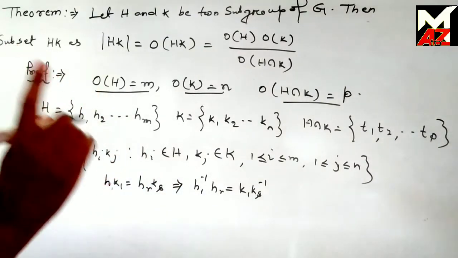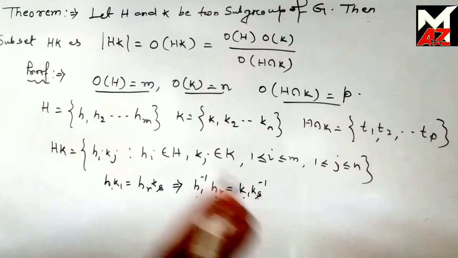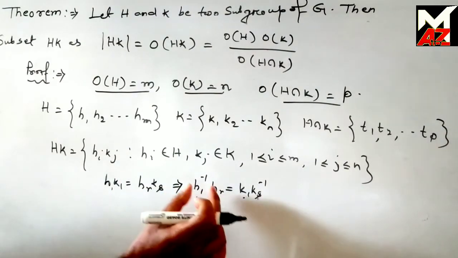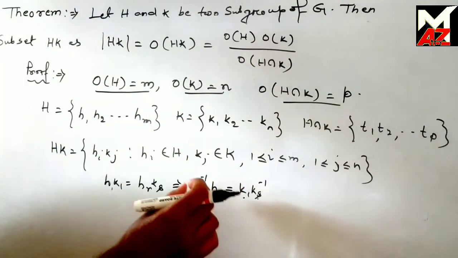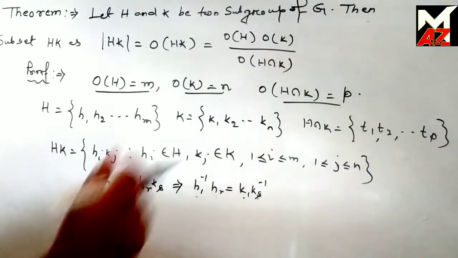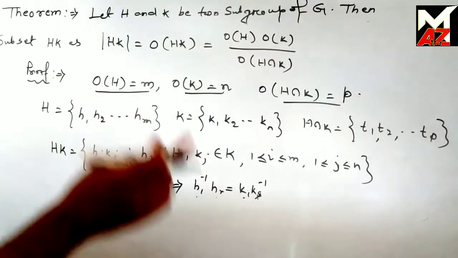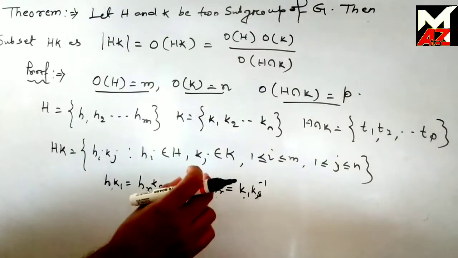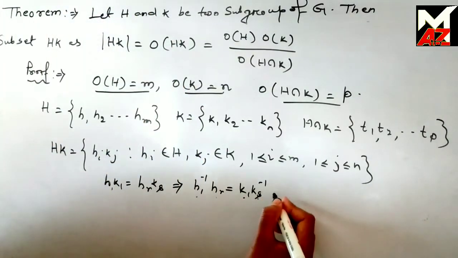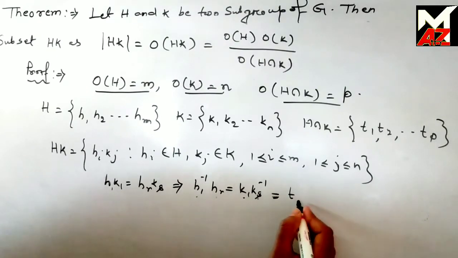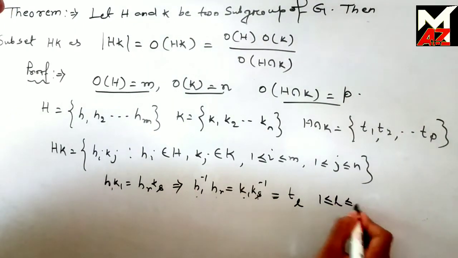Since H and K are both subgroups of G and these are elements of H, and also these are elements of K, we say that the left side is an element of H and the right side is an element of K. An element of H and an element of K are equal, so it must be in H and also in K. That is, this element must be in H intersection K. Let it be tl, where l is from the range 1 to p.